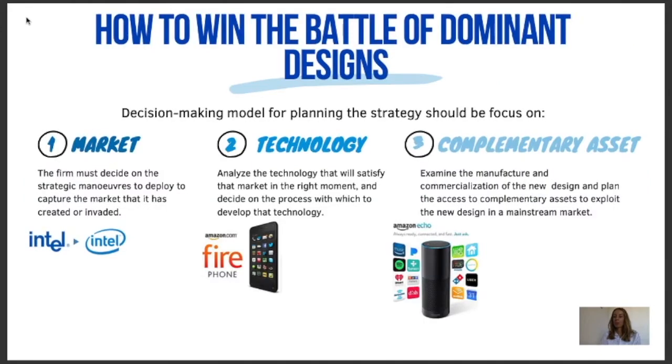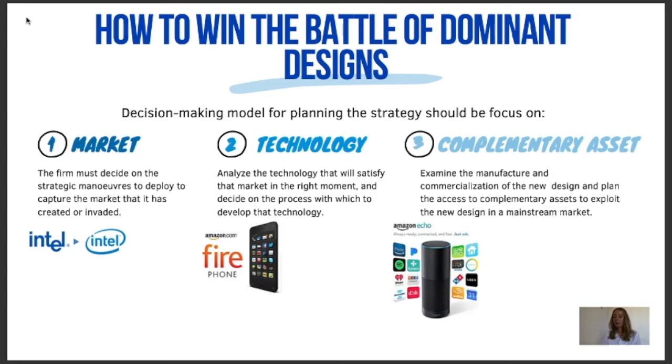So once a company is in a design battle, how to win? The result of a battle of designs is the settlement of a specific design. But initially, there's always a period during which there exists a variety of incompatible designs or pioneering firms that are trying to conquer the market with alternative technologies, or the new design competes against one that is already in use. Therefore, there exists a decision-making model for planning the strategy to be followed when being in a battle for dominant design. And this is composed of 3 stages.